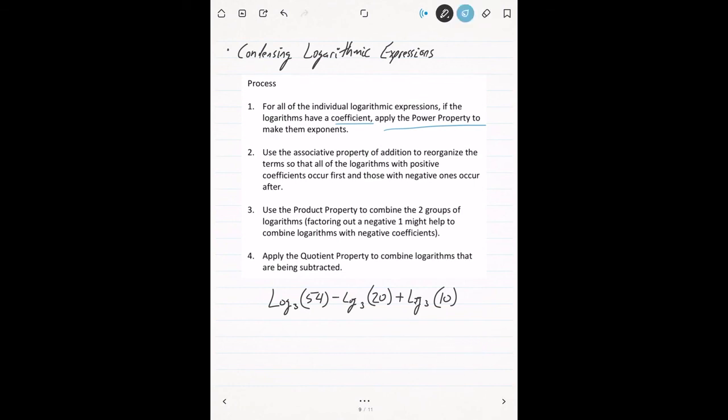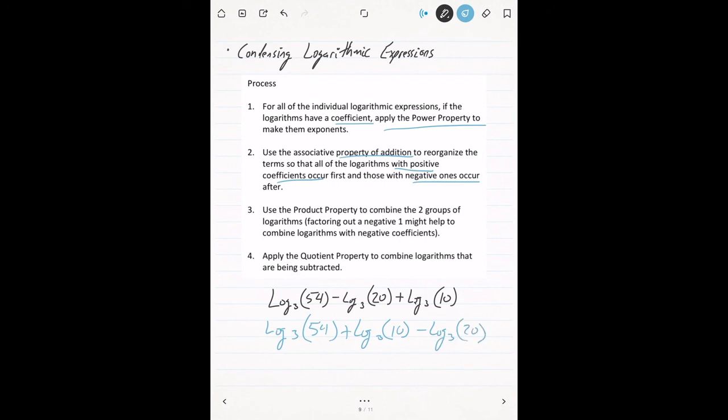Then, using the associative property of addition, reorganize the terms so that all of the logarithms with positive coefficients occur first and negative ones occur after. So group all of the addition on one side and all of the subtraction on the other side. Well, let's go ahead and do that right here. Where are my positive logarithms? Here's a positive one. Here's another positive, log base 3 of 10. And then I'm going to have the negatives after it, log base 3 of 20.